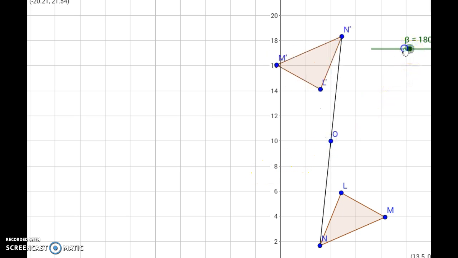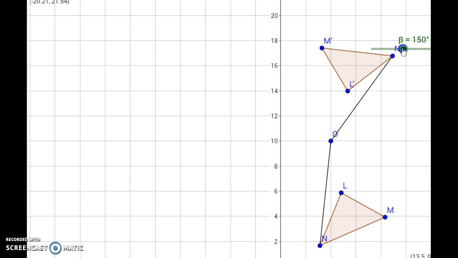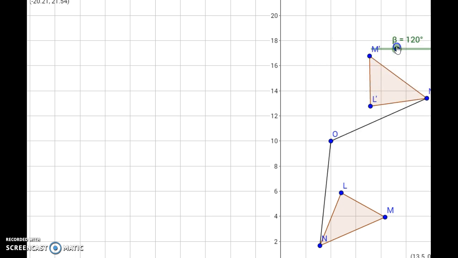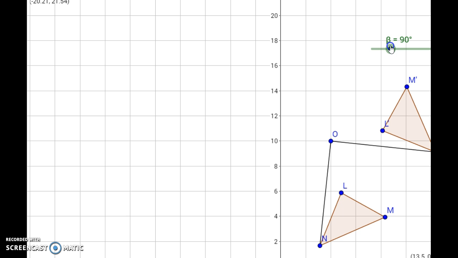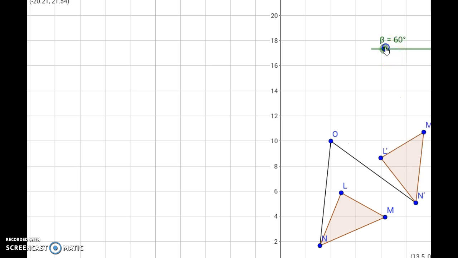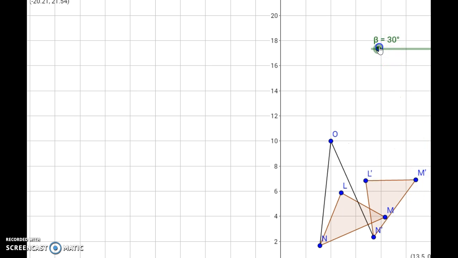So if I decrease my angle, you see how it decreases. If I decrease my angle, it decreases. My angle decreases to 90, and you'll really find that this here is 90. It goes down to 60, to 30, and then to 0. To 0 down there.